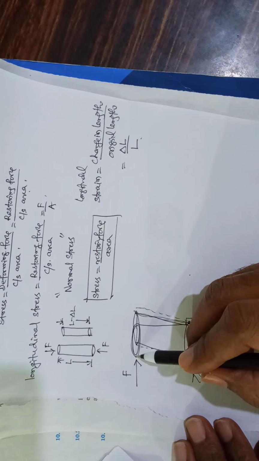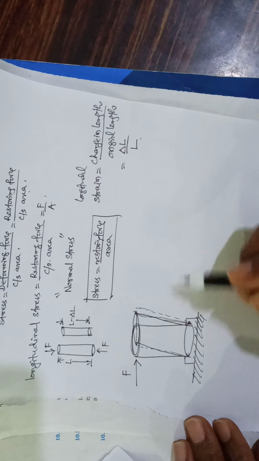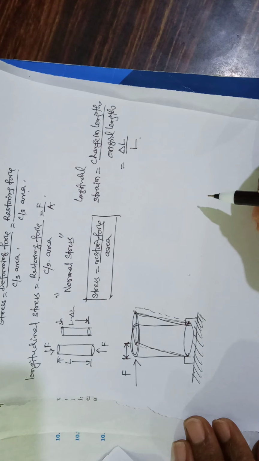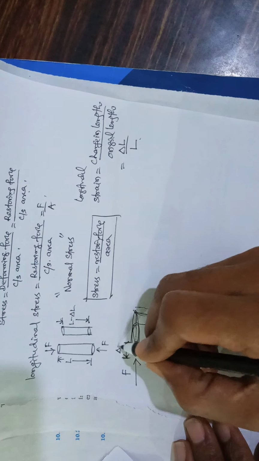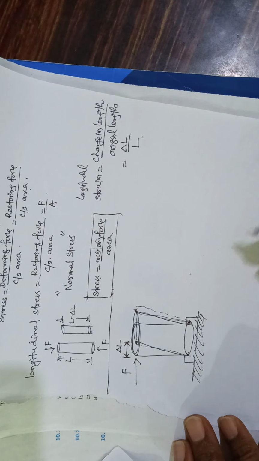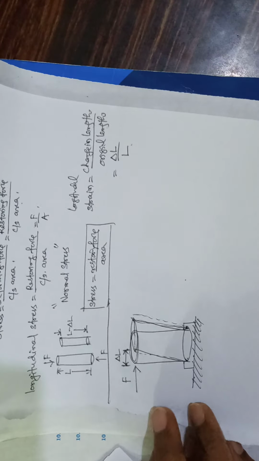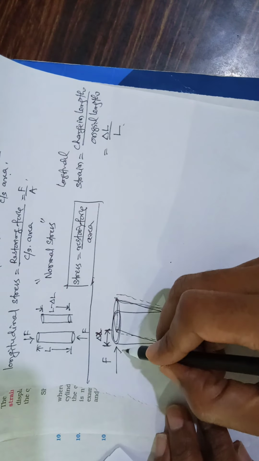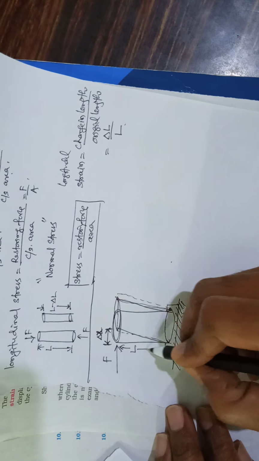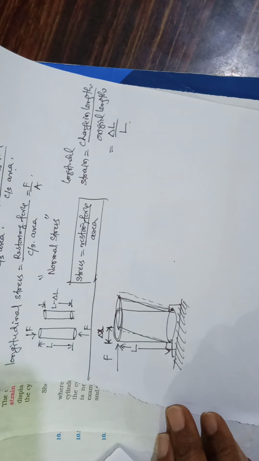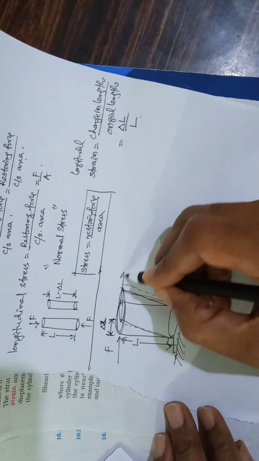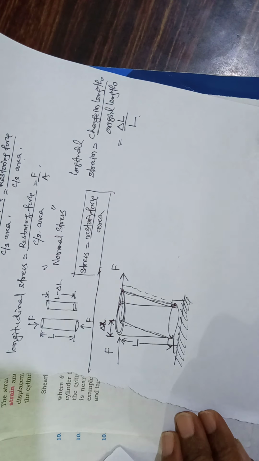So its upper face is displaced by some amount. By what amount is it displaced? That is delta L, or in this figure the displacement is shown by delta X. And the length of the cylinder is L. So here the force is applied parallel to the cross-sectional area.